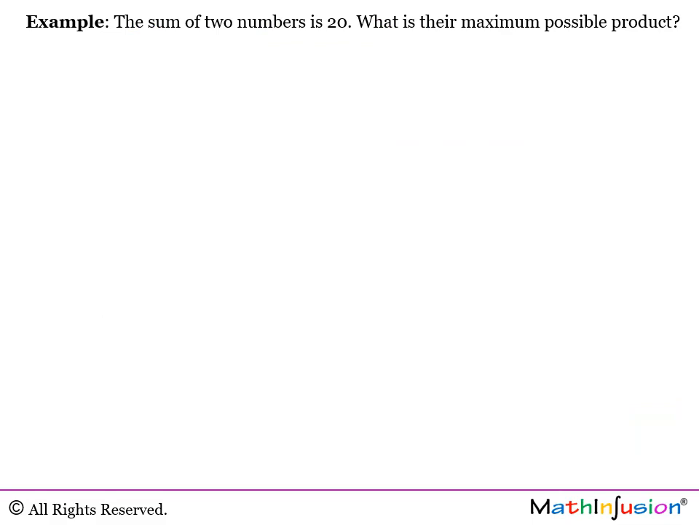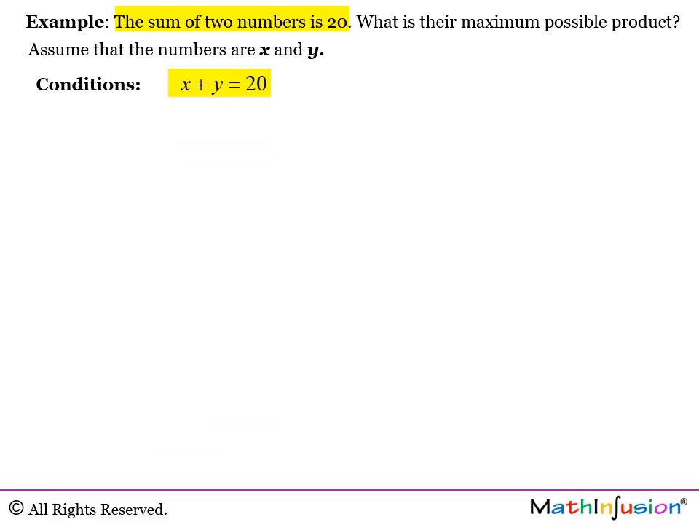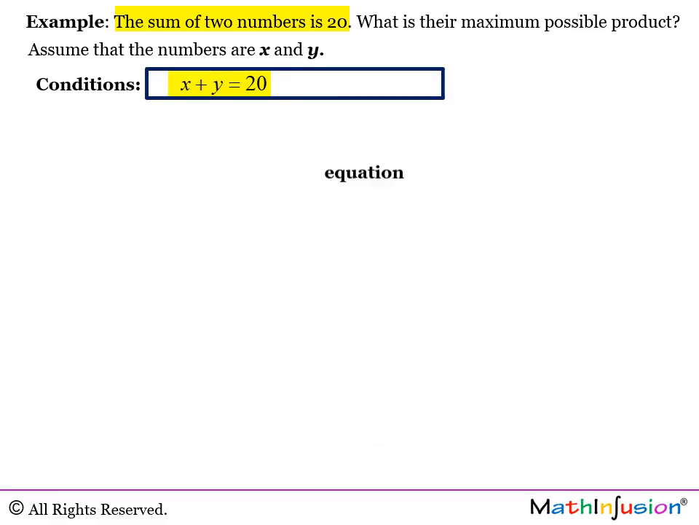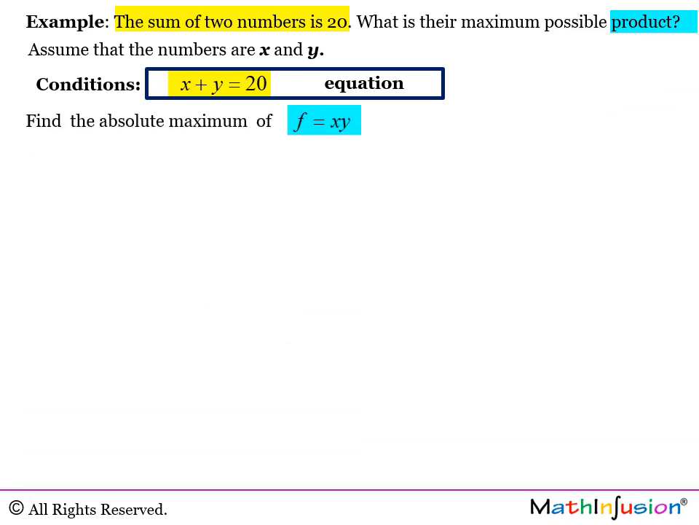Now I'm just going to change the previous problem a little bit. So now the sum of two numbers is 20. What is their maximum possible product? If you noticed, I'm not requiring now that the two numbers be non-negative. So now assume that the numbers are x and y. Let's see what the condition or the constraint is. In this case, it's only known that x plus y equals 20. This is the equation. The function is exactly as before because we still need to maximize the product.